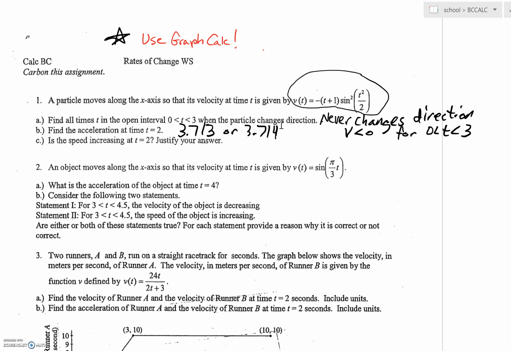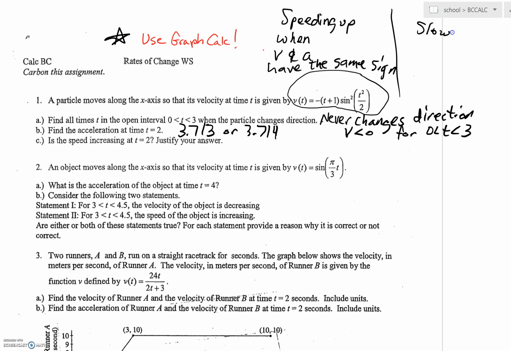We're almost done. Here's part C. A particle is speeding up. By the way, we could say speed is increasing when velocity and acceleration have the same sign. Right? We talked about that in our lesson today. We're slowing down, or you could say speed is decreasing, when V and A have opposite signs.